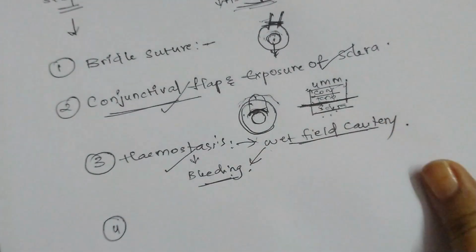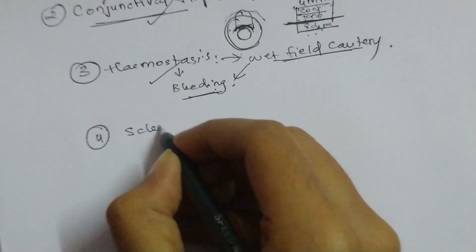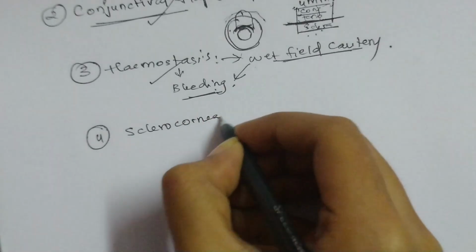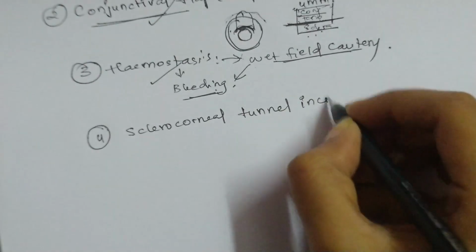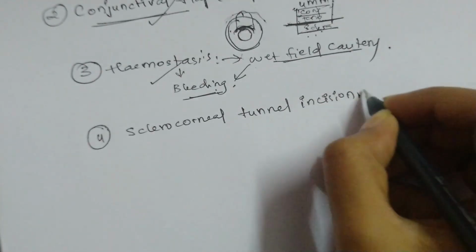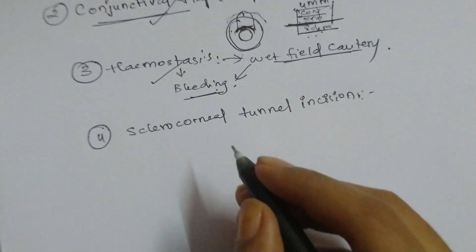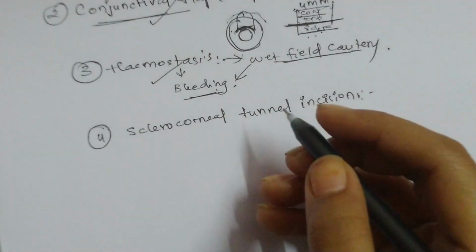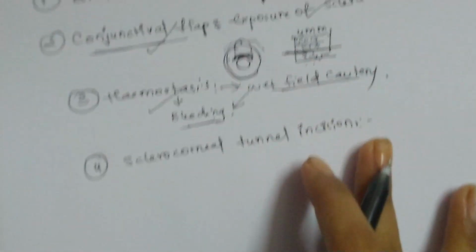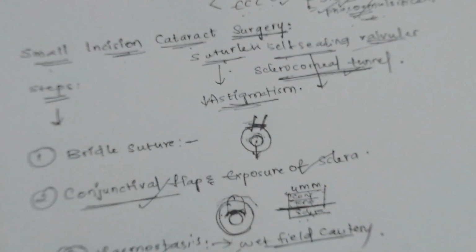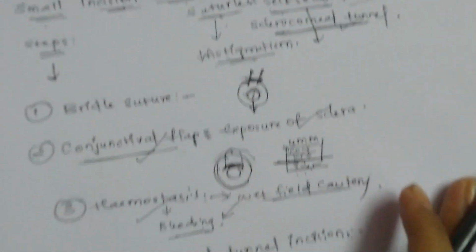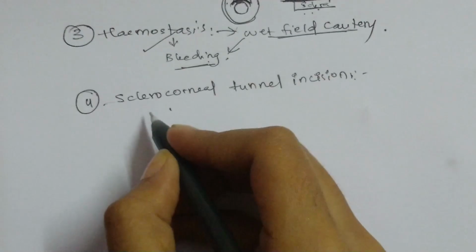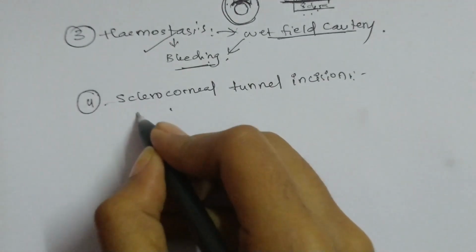And the fourth step is sclerocorneal tunnel incision. This is the fourth step. What is meant by this? We have discussed earlier, right? We have to make a sclerocorneal tunnel that is self-sealing. In this step we are making that. In this there are 3 steps.